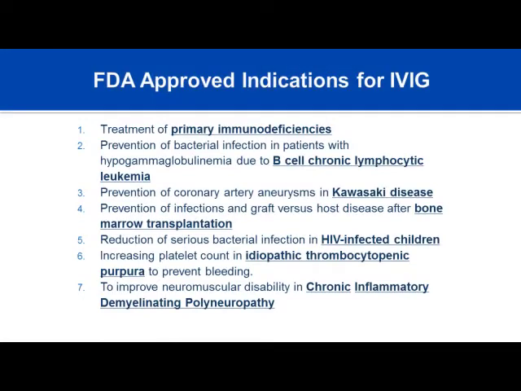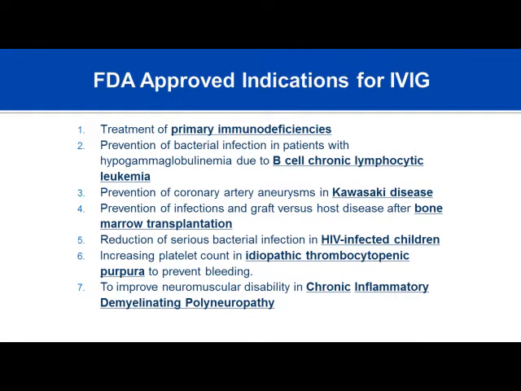What are the indications for these products? Well, there are 7 currently U.S. Food and Drug Administration approved indications for immunoglobulin, for intravenous immunoglobulin and/or subcutaneous immunoglobulin. The 7 that I'm going to list are for intravenous immunoglobulin. There is one FDA-approved indication for subcutaneous immunoglobulin, and that is primary immunodeficiency. All of the intravenous immunoglobulins are also approved for use in primary immunodeficiency.